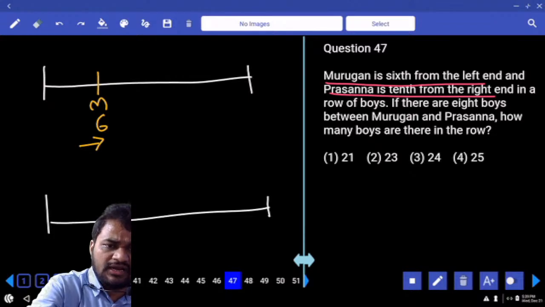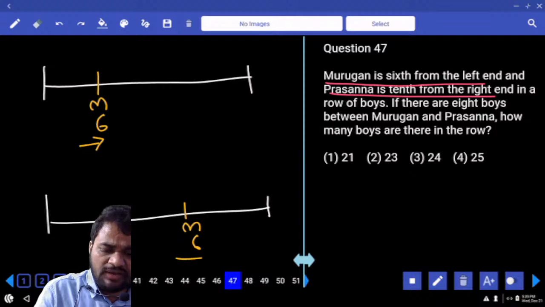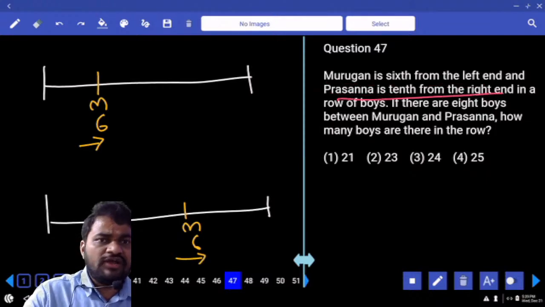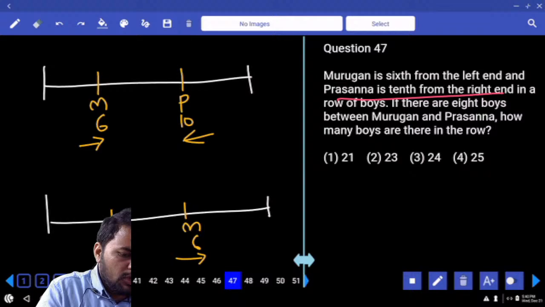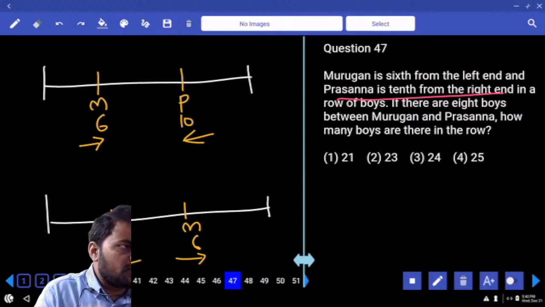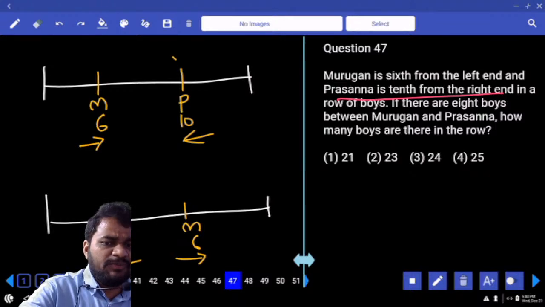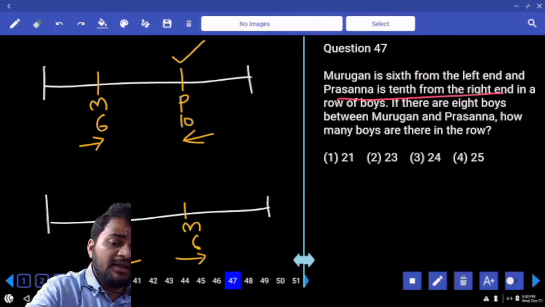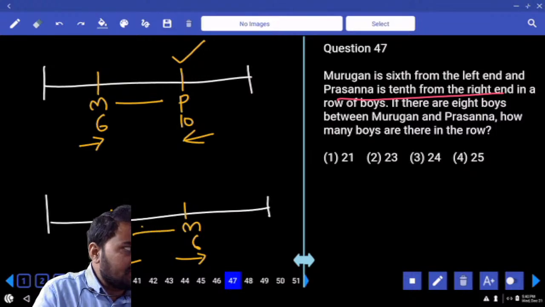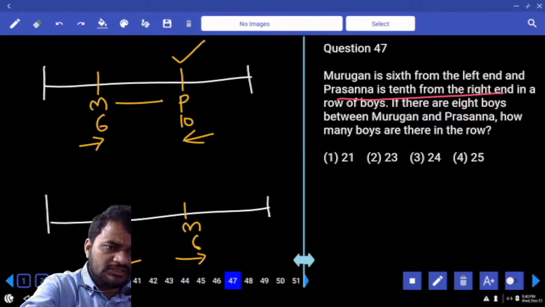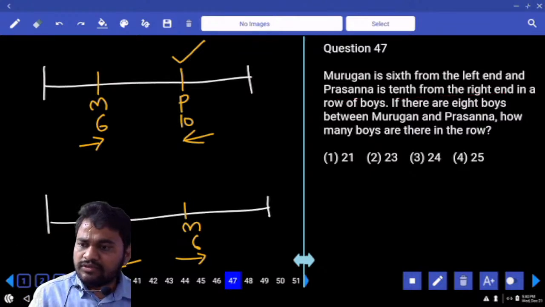That is exactly, M is 6th from the left. For example, M is here, 6th from the left. P is 10th from the right end. Maybe P is here, so P is 10th from the right end. Or you may place P here also, so that P is 10th from the right end. If I place P here, that means P is on the right side of M. If I place P here, it means P is on the left of M. After this, next one, there are 8 boys between M and P.